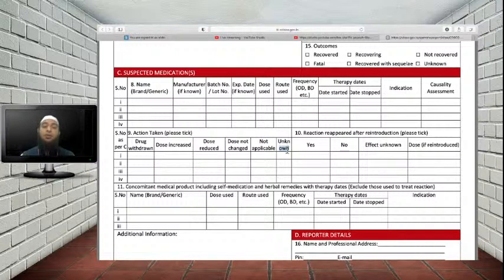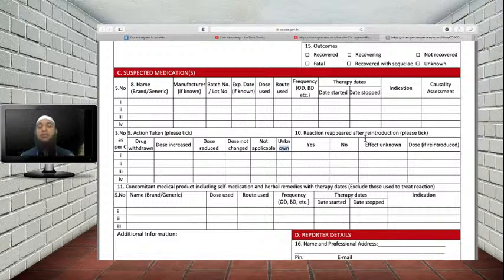So if that is not known to you, you can just tick "not known to you", right? Likewise, the reaction reappearance after reintroduction: in the detection of an ADR, there is one method called challenge and re-challenge. If you want to confirm the adverse drug reaction, it is generally done in the hospital setting.